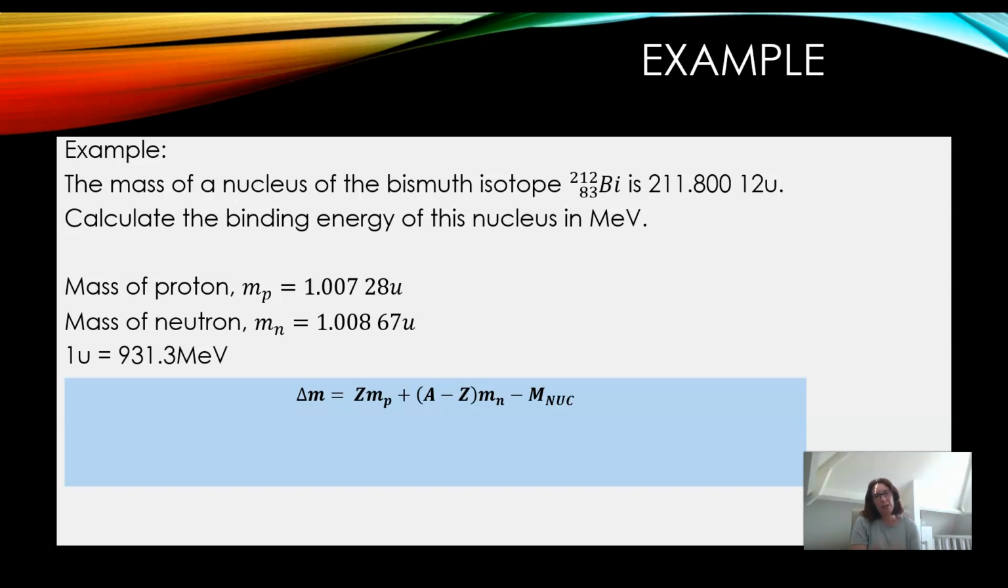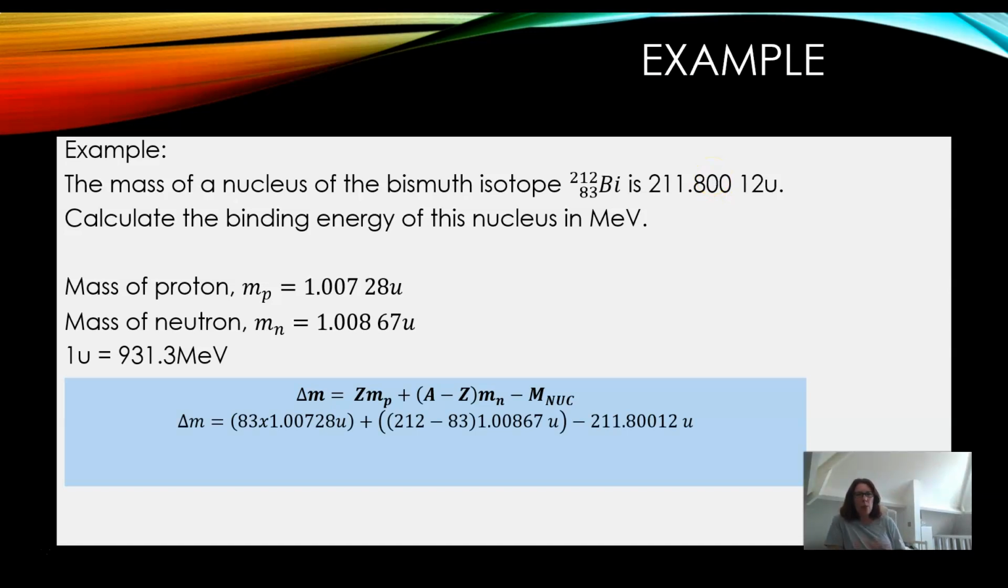We need to figure out everything. So change in mass is going to be Z, that is the bottom number next to the bismuth, so that's 83, and then the mass of the proton is here. We then need A minus Z to find the number of neutrons. So that's 212 minus 83, which is 129, times the mass of the neutrons. Then you need to take away the mass of the nucleus as a whole, which is given in the question. It's this number here.